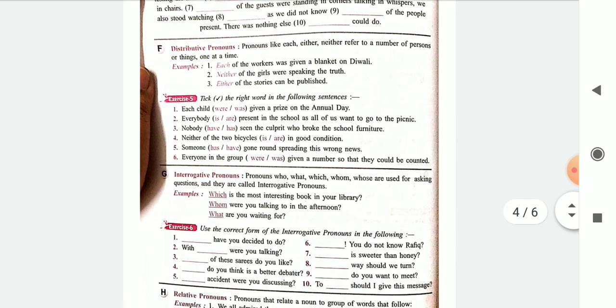After that, we have distributive pronouns. There are again certain words which are used. They are called distributive words. Words like each, either, neither. Such words are called distributive words and they are used as distributive pronouns. Each student needs to wear a school uniform. Each child must come on time. So here each is a distributive pronoun.